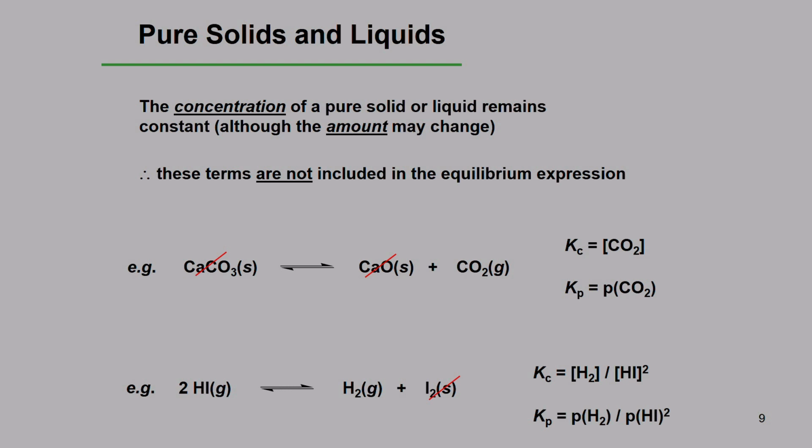Or in pressure terms, it would be just the partial pressure of hydrogen divided by the partial pressure of the hydrogen iodide raised to the power of 2, because it's the stoichiometric coefficient out the front.